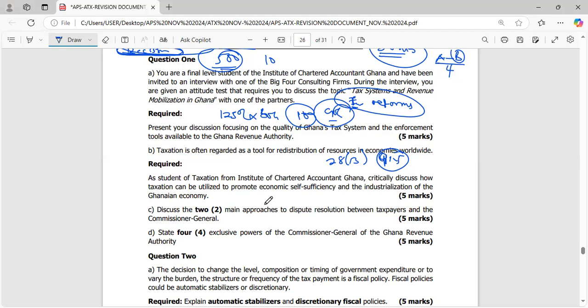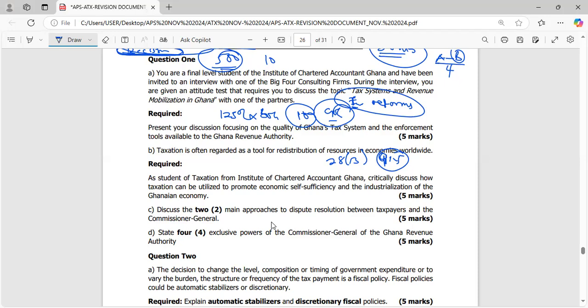For tax assessment decisions, if you fail to file your returns, the Commissioner General can appoint somebody to prepare and file your returns on the due date. The Commissioner General has the power to appoint somebody to file the returns. Now, if the Commissioner General makes a tax decision on you that you are not satisfied with, you have the right to object to the decisions of the Commissioner General. So the objection decisions are there.